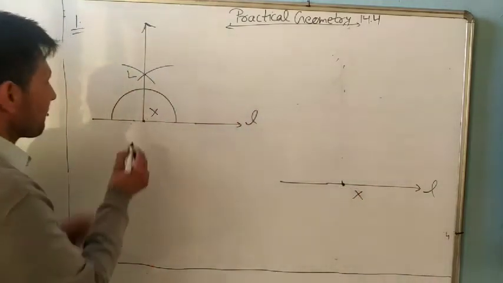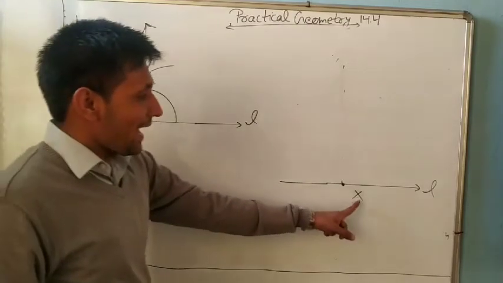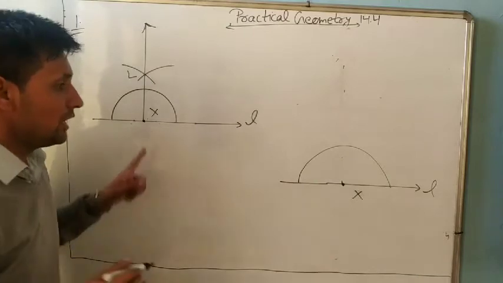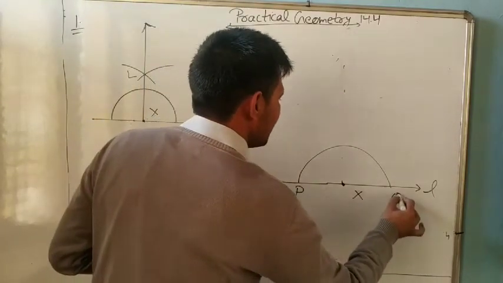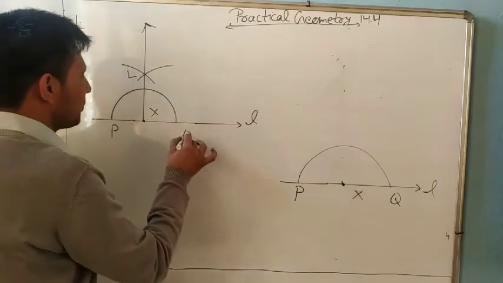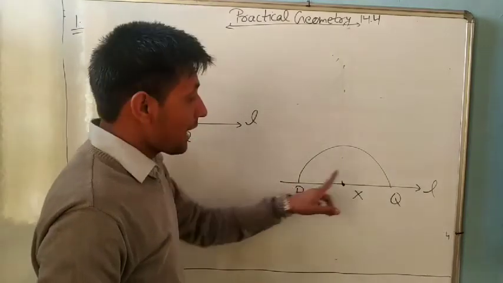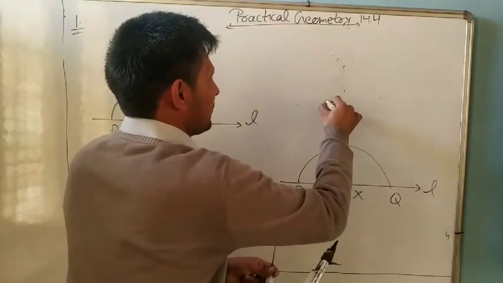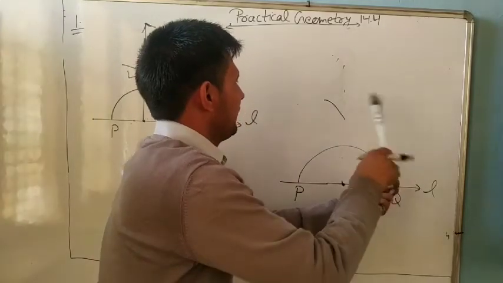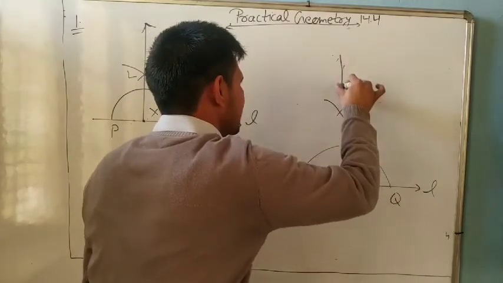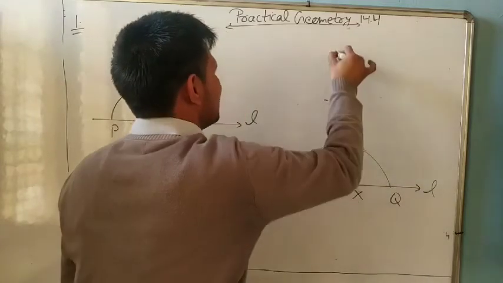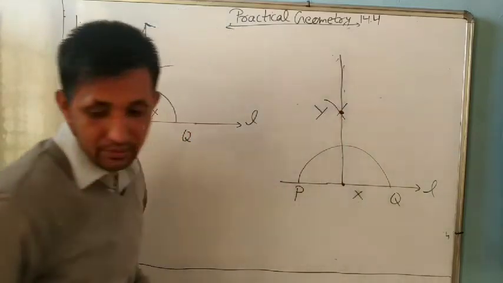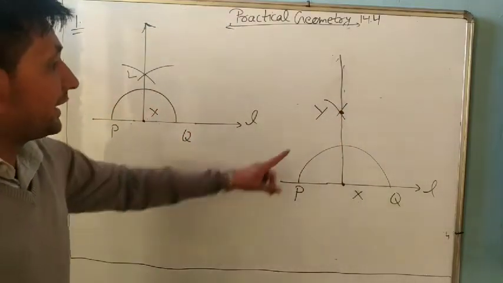So what will we do? Take X as center with any radius. We will draw an arc like this one, same as question number 1, and cut at 2 points P and Q. Now take P as center and then Q as center. Open more than PX and draw one arc from each, like this one. And this is the line XY. Understand it? It is question number 3.